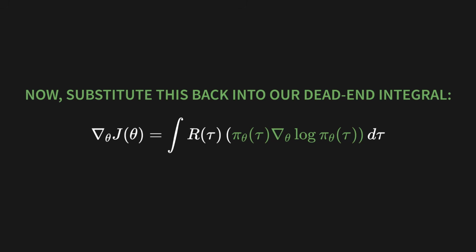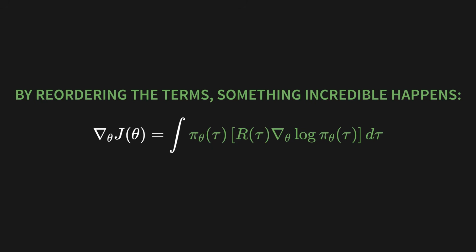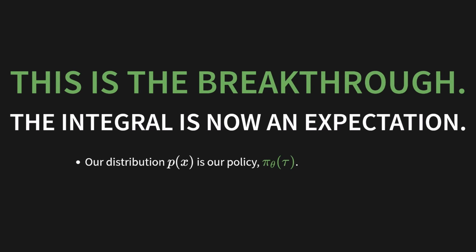Now, let's substitute this back into our dead-end integral. Our gradient of J of theta becomes the integral of r of tau times, and here's the substitution, pi theta of tau times the gradient of the log of pi theta of tau. By reordering the terms, just moving pi theta of tau to the front, something incredible happens. Look at this. The gradient of J of theta is now the integral of pi theta of tau times the quantity, r of tau times the gradient of the log of pi theta of tau. This is the breakthrough.